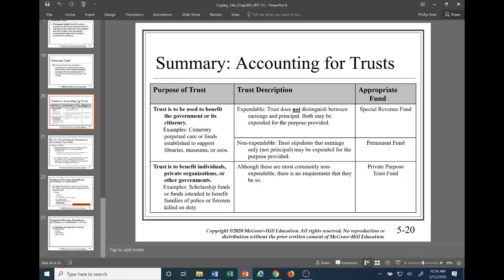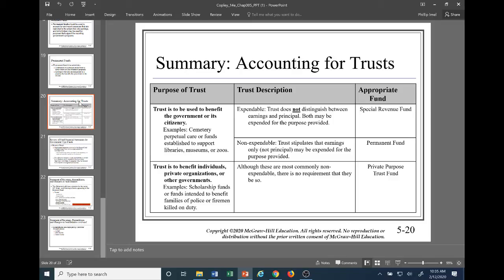So let's just, bad example, I said a scholarship. Let's say it's going to be used for a park, but it's expendable. I don't care what you do with principal or interest. Special revenue, because it's a special revenue for that purpose, but it's expendable so we can use it all. So it needs to be accounted for in a special revenue fund because there's no restraints put on it, right? The only restraint is for what the purpose is. There's no restraints on the principal or interest.